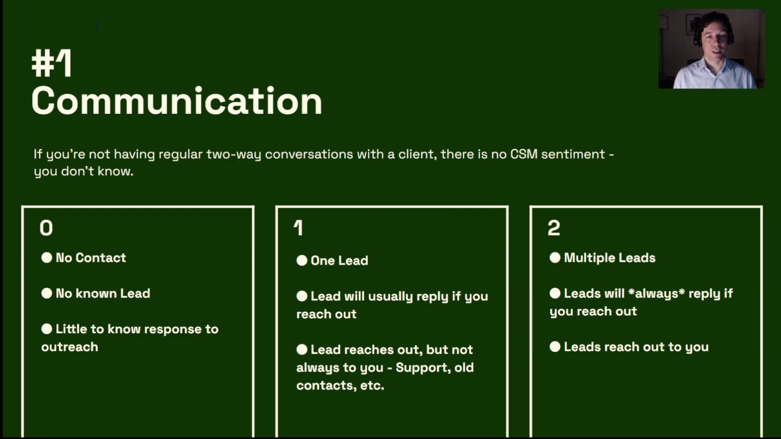They're out there. A 1, so the middle score in the communication category, is 1 lead. Lead will usually reply if you reach out, but not always.